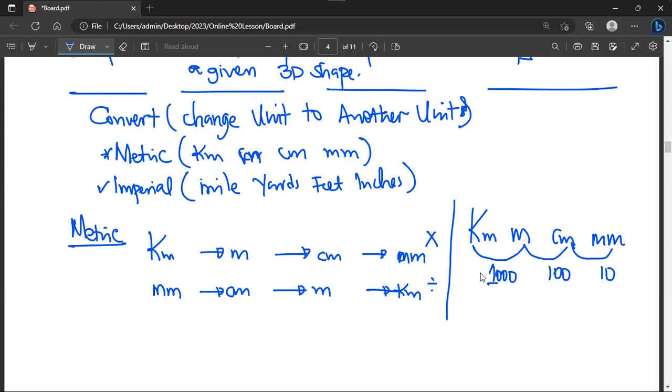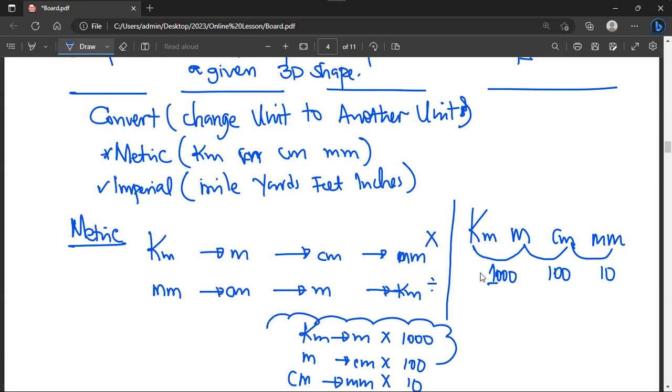That simply means if you're to change kilometers to meters, you will need to multiply by 1,000. Then if you're to change meters to centimeters, you multiply by 100. As you change centimeters to millimeters, you need to multiply by 10. This has to be in your head. Always remember this, please.